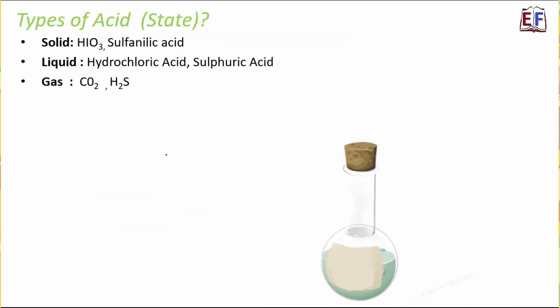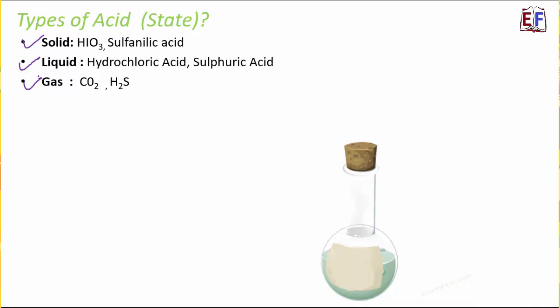Just like how we have 3 states of matter, in a similar way we also classify acids into 3 types based on their state. That is solid acids, liquid acids and gaseous acids. Examples of solid acids are HIO3 and sulfanilic acid. Liquid acids are hydrochloric acid and sulfuric acid, and gas acids are carbon dioxide and H2S. These are all examples of acids in gaseous form.